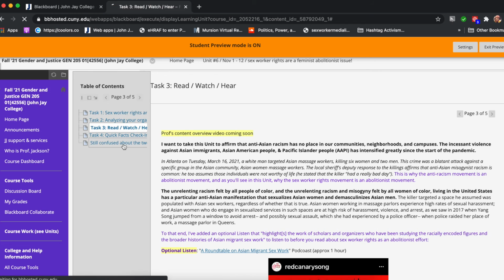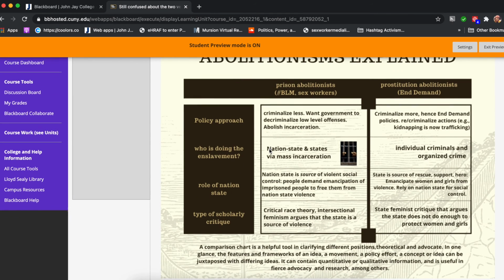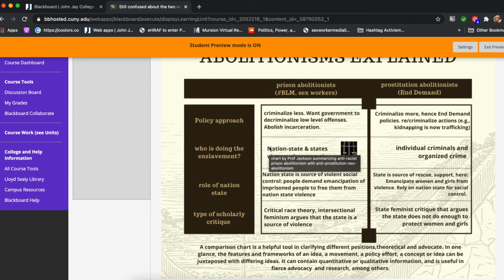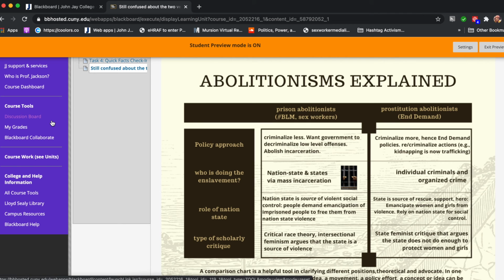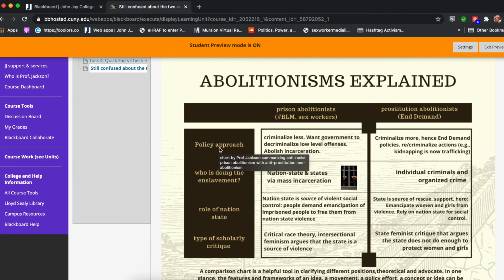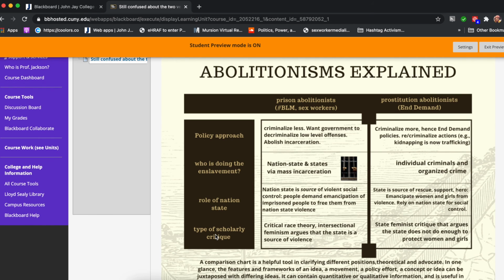So to help you as you read through this, I created a chart to just help explain these two differences. So prison abolitionists, racial justice abolitionists, Black Lives Matter, who we've been studying, their efforts all semester, and sex work and sex worker rights right now in this unit, right? I've done a comparison between them and prostitution abolitionists who want to abolish prostitution, who want to end the demand for prostitution, in terms of their policy approach, who is doing the enslavement, the role of the nation state, and the type of critique.